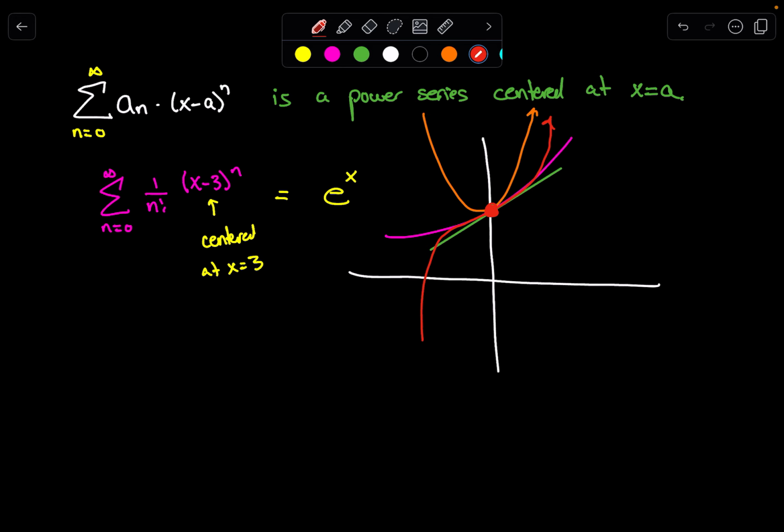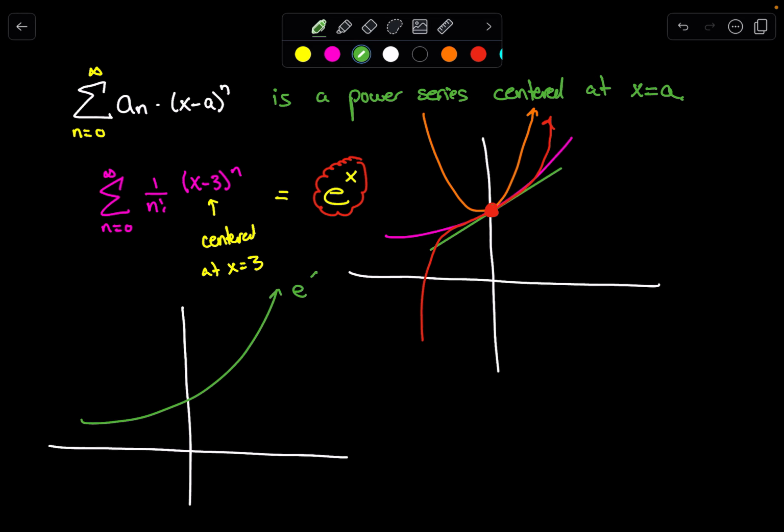And so the idea is that if I want to approximate e to the x, but I want to do it for the points around x is equal to 3, what this would do is it would take the graph for e to the x, which looks something like this. We'll say this is just e to the x. And instead of starting to make our tangent line approximations here, at x is equal to 0, it's going to start making them at x is equal to 3.